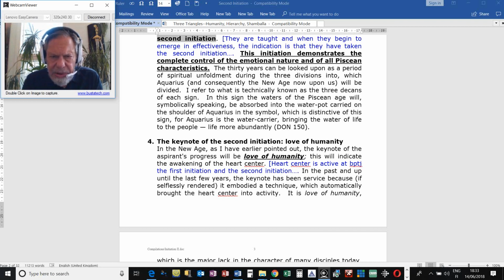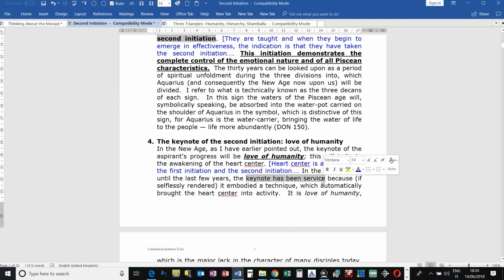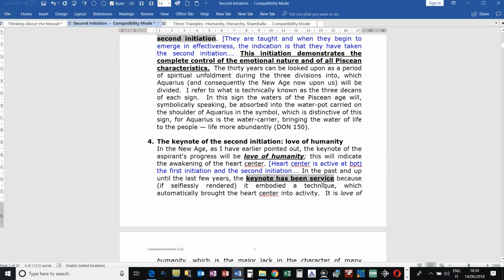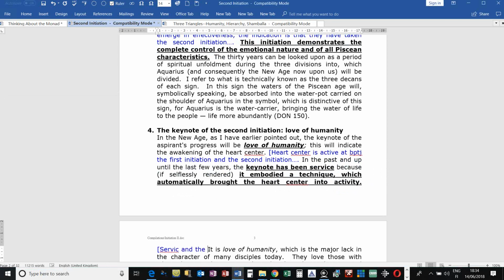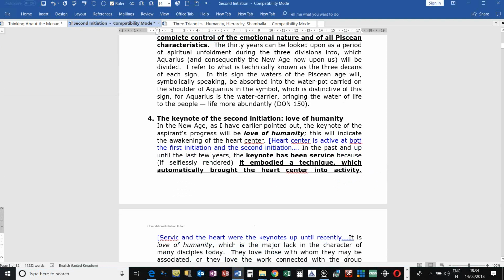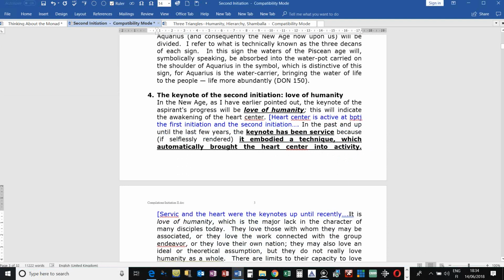So in the past and up until the last few years, the keynote has been service. Well, we're in the 1930s here. He's writing in the 1930s, I think. Because if selflessly rendered, it embodied a technique which automatically brought the heart center into activity. Service and the heart. But how are things different now? Service and the heart were the keynotes up until recently. It is love. It is love of humanity, which is the major lack in the character of many disciples today.